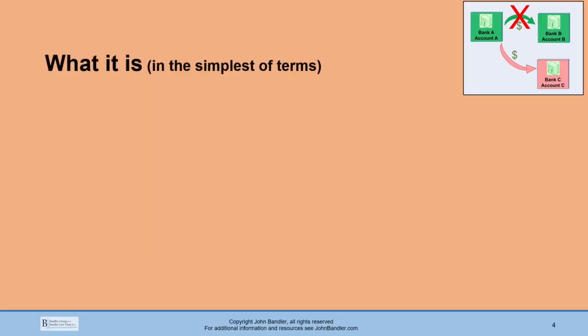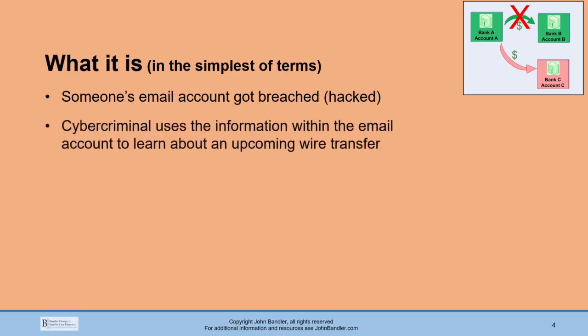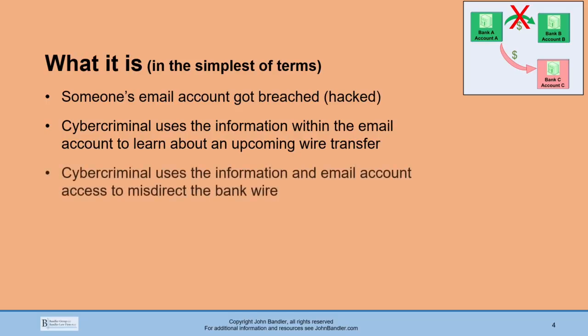Here's what it is in the simplest of terms. Someone's email account got breached or hacked. The cybercriminal uses the information found in that email account, and they learn about an upcoming wire transfer. They learn that someone's going to be sending money, someone's going to be receiving money, and then they are looking to intercept that money. Or more accurately, they're looking to misdirect the bank wire.